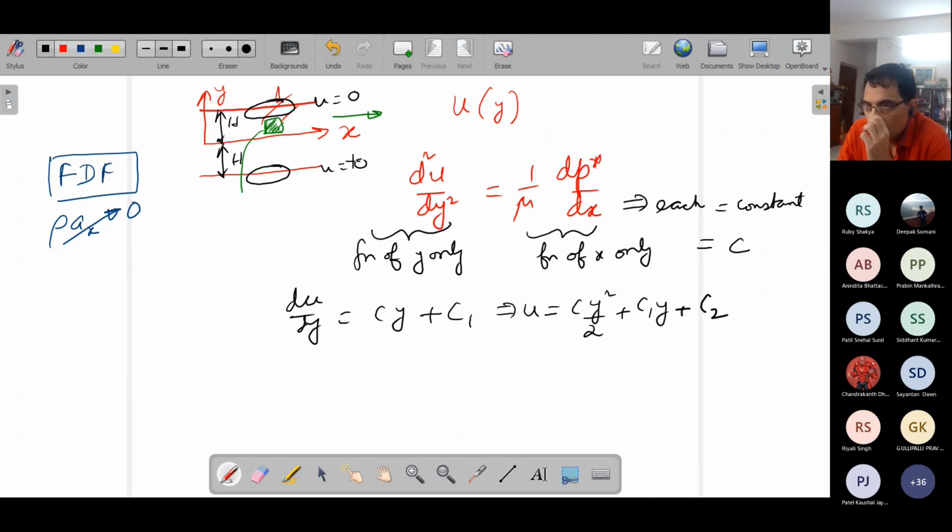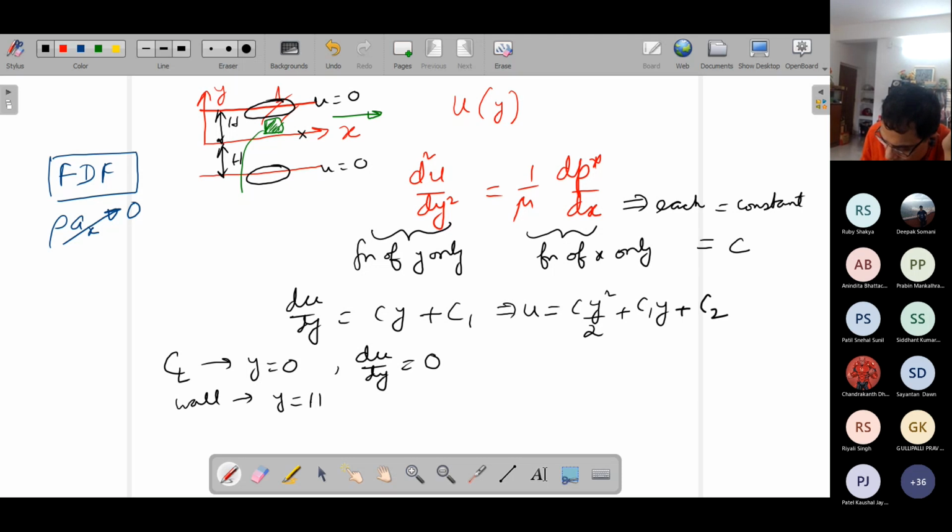So now, if you substitute the boundary conditions, because of symmetry, at y equal to 0, that is the center line, you will have du dy equal to 0 because u is maximum. Because of the symmetry, the maximum u takes place at the center line, and that is why du dy equals 0. And at the wall, physically, at y equal to h, remember we are solving only half of the domain, you have u equal to 0. This is no slip.